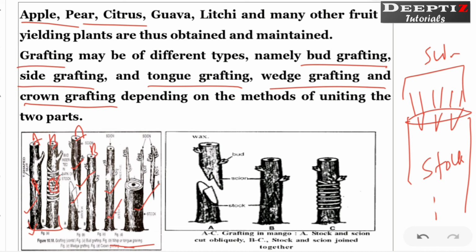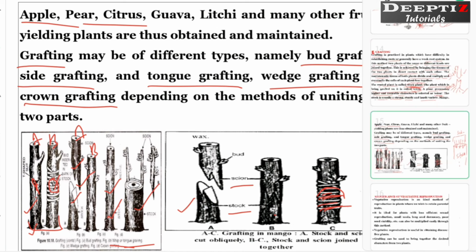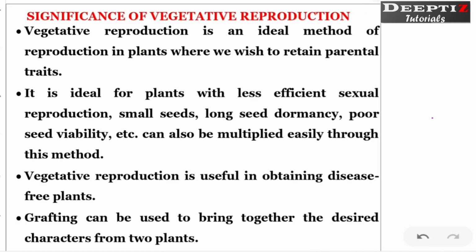In all these cases, what happens? Two different varieties or the same varieties are grafted together. So here is also just the stock. This is the stock and this one is the scion that is fused, and it is covered. Why is it covered with straw and everything? So that no infection, no microorganism, no water enters into that. Because if water enters, what happens? Immediately it will be spoiled by the microorganisms.